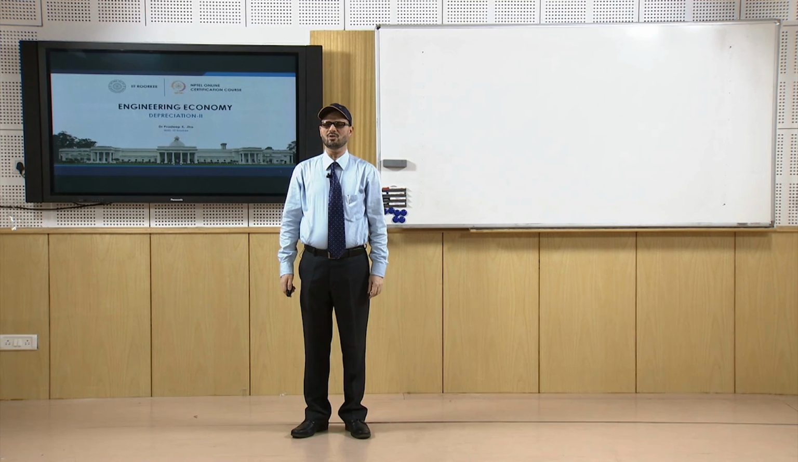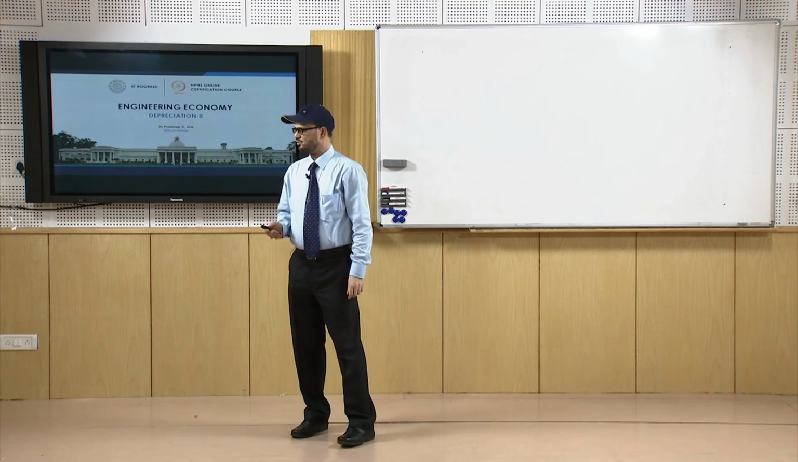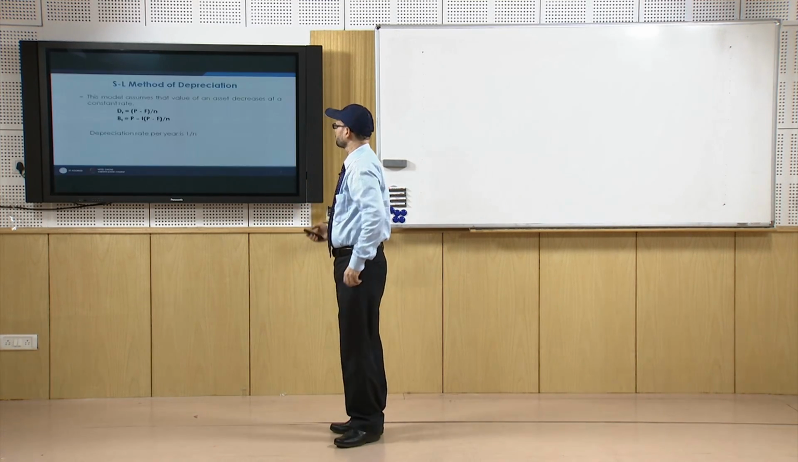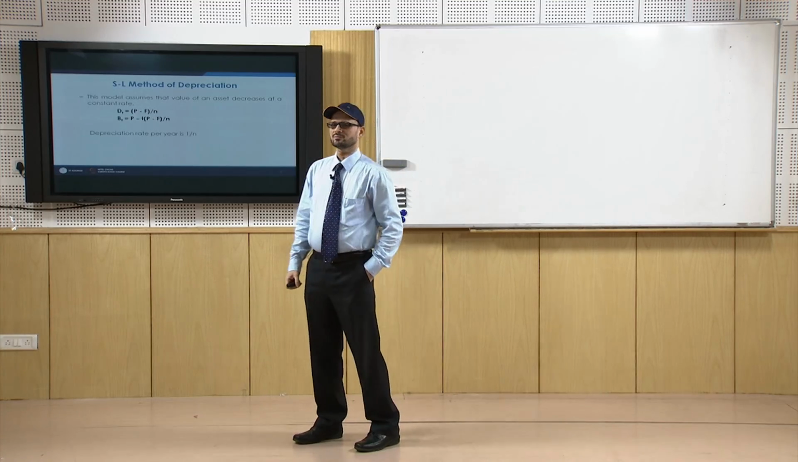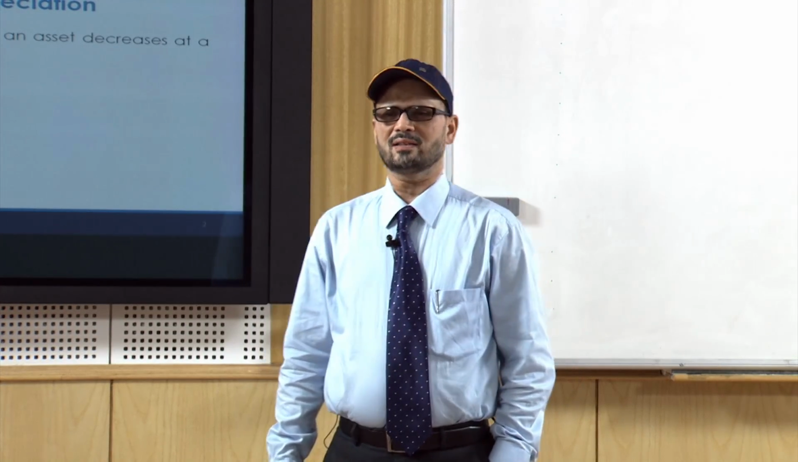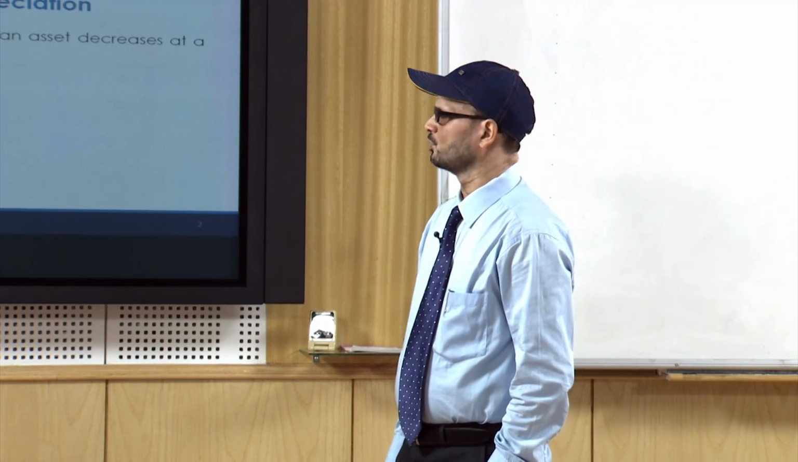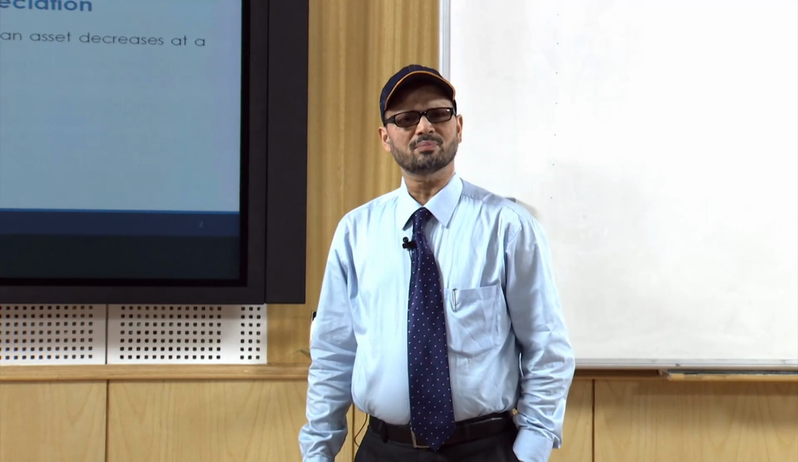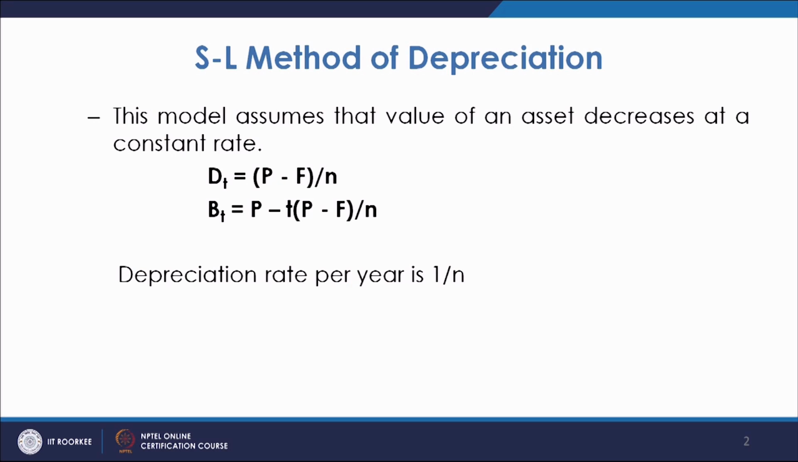Welcome to the lecture on depreciation. In this lecture we will discuss first the straight line method of depreciation, and then we will also discuss the declining balance method of depreciation. Now, the straight line method of depreciation assumes that the value of an asset decreases at a constant rate.